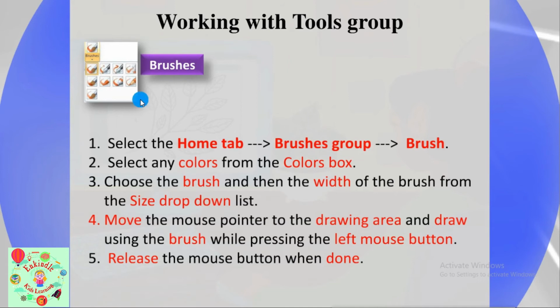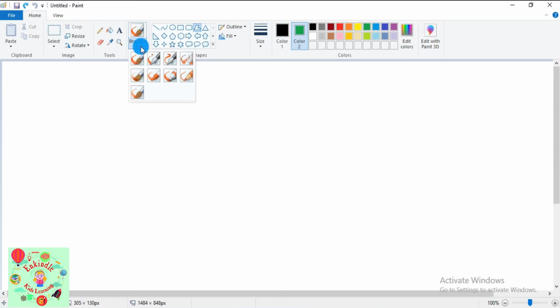Let's see how the brush tool works. To select the brushes of your choice, you will have to click on the Home tab. Then under the Brushes group, you will find the different kinds of brushes. The first one is a normal brush. The second one is the calligraphy brush. The third one is calligraphy brush type 2. Next is the airbrush. Then comes the oil brush, followed by the crayon type. Then comes the marker and natural pencil. Finally, the watercolor brush.